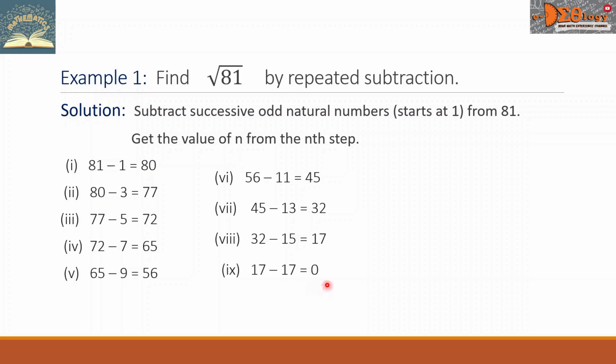When we reach 0, we stop here. The N, or capital N, that is 81, comes to 0 at the 9th step. Therefore, we say that the square root of 81 equals 9, because there are 9 steps before we reach 0.